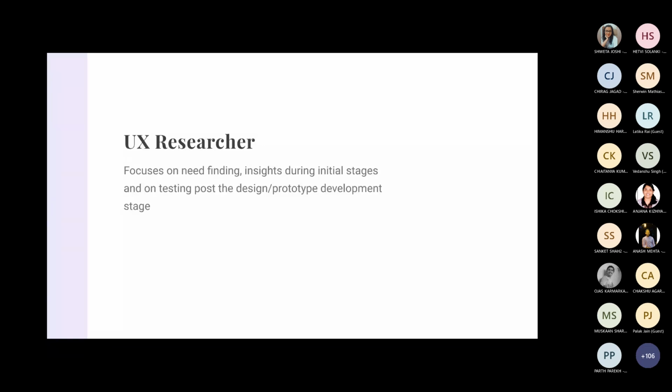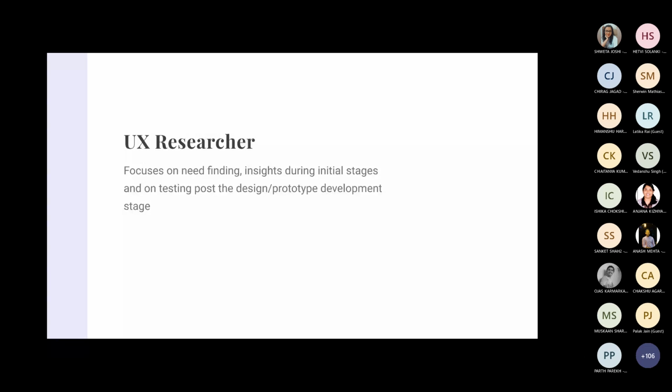Okay, so some of the common jobs. Now we're talking more about the industry titles that someone in HCI works with. So far, it was more about the academic side of things. So, UX researcher. A UX researcher is someone who is in the very early stage. So this is the person who will interview users and find out what their needs are, what their pain points are. They will come up with insights. And this is what happens during the initial stages.